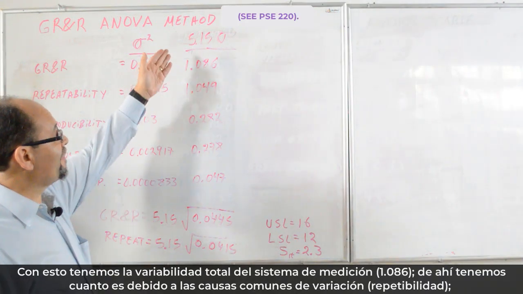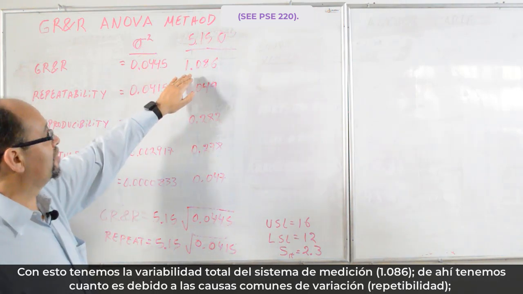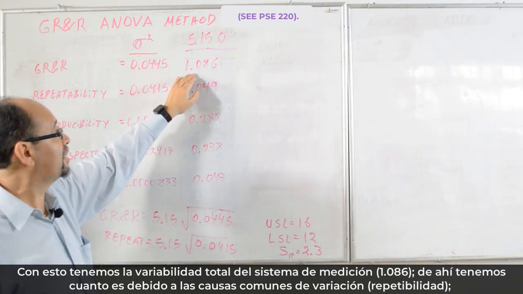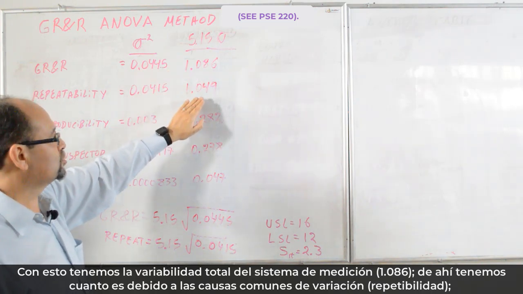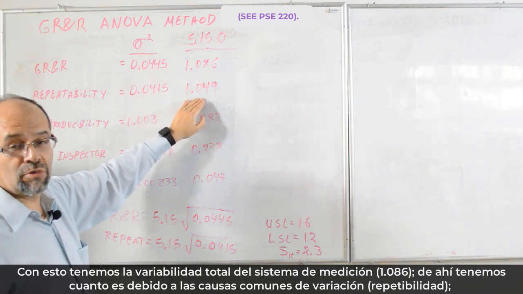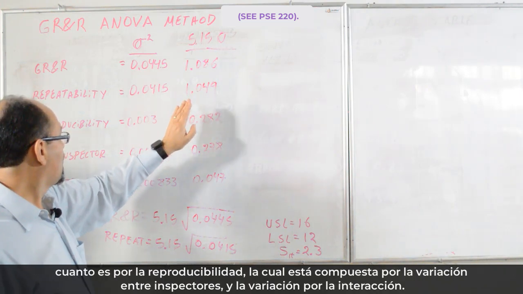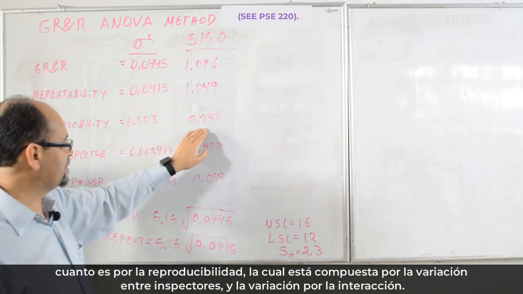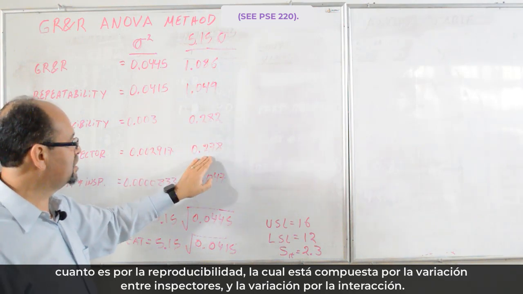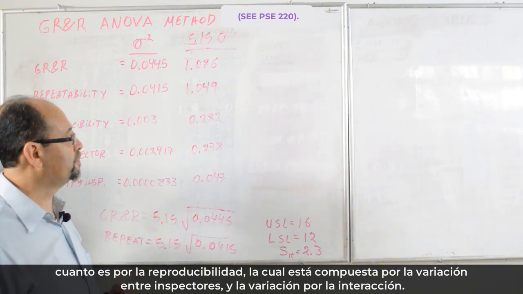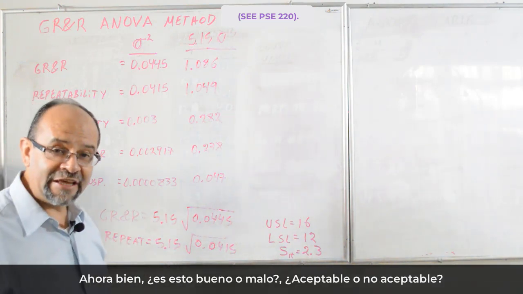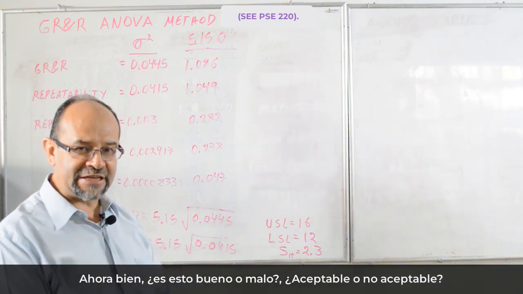Well, here we have the total variability of the measurement system, 1.086. Of that, how much is because of common causes of variation, how much is because of reproducibility, and of that, how much is because of the inspector, and how much is because of the interaction. Now, is that good or bad? Is that acceptable or not acceptable?